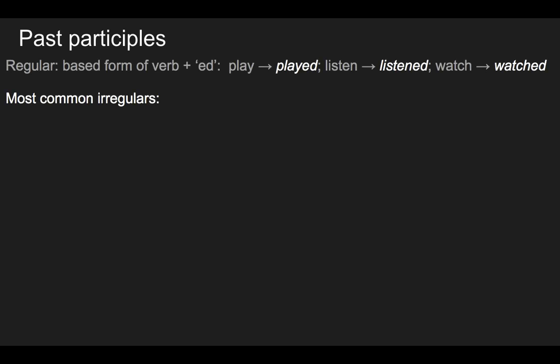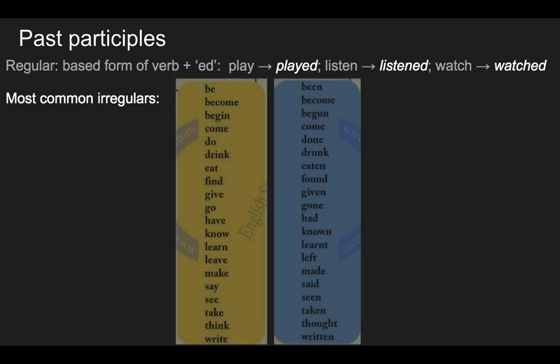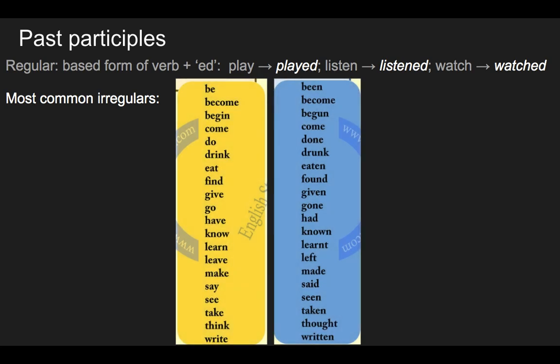Okay, so obviously for the passive voice, past participles are very important. Normally, regular past participles are the base form of the verb plus ed, like play, played, listen, listened, watch, watched. So the regular ones, we just add ed. There's quite a few irregular ones. The most common verbs tend to be irregular. So here are some of the past participles of the most common verbs.